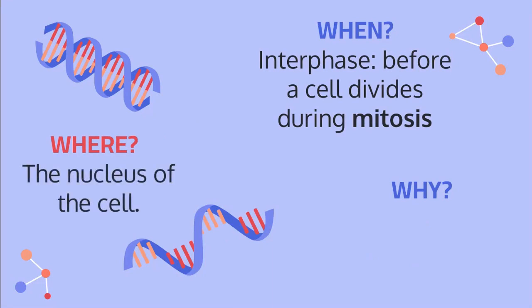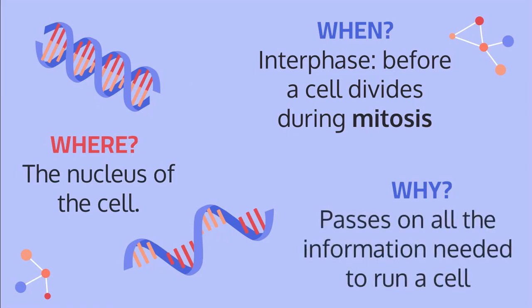So if we are going to be copying DNA, that needs to happen in the nucleus of the cell. Remember that the nucleus is where DNA is kept safe. So if we are going to access DNA in order to make a copy of it, we need to be in the nucleus of the cell. The purpose is to pass on all the information needed to run a cell.